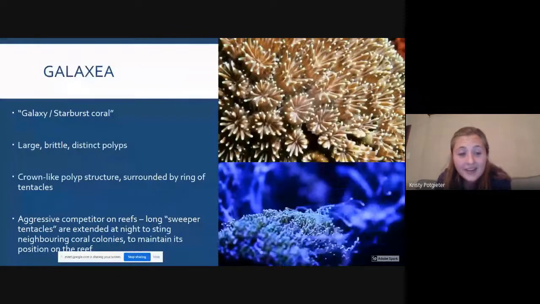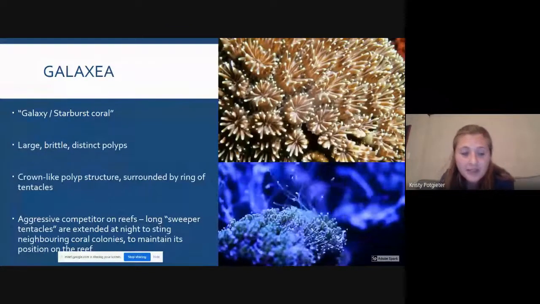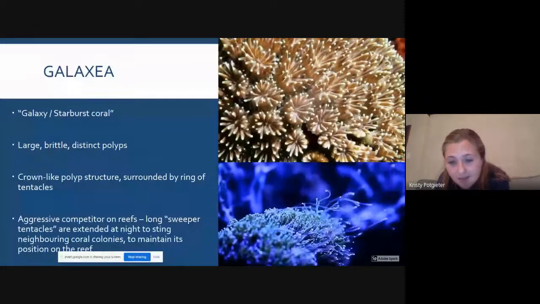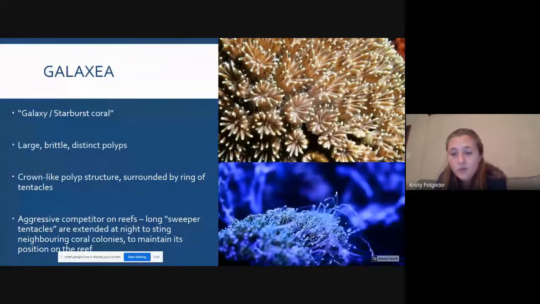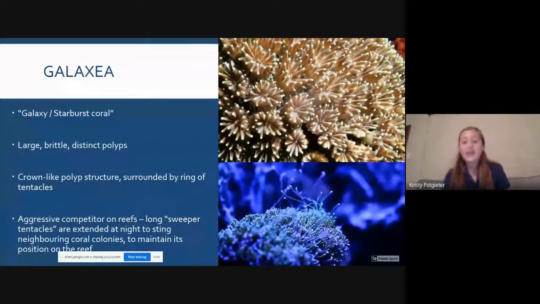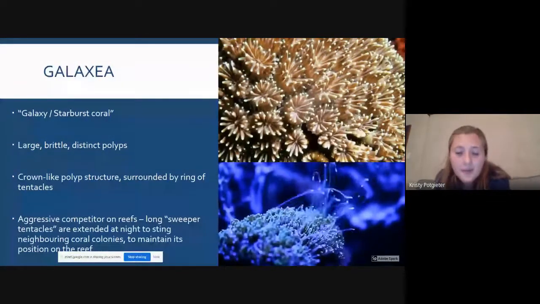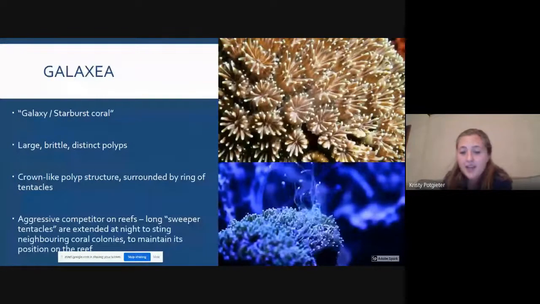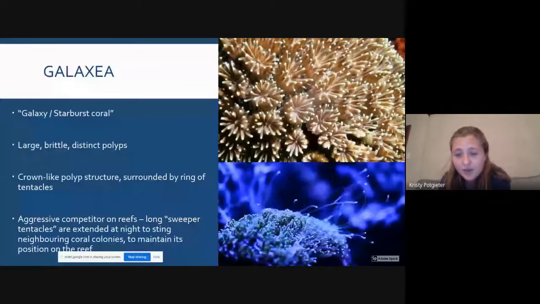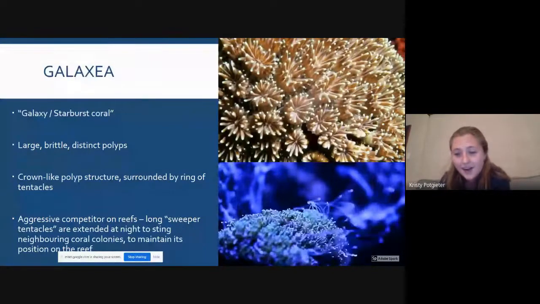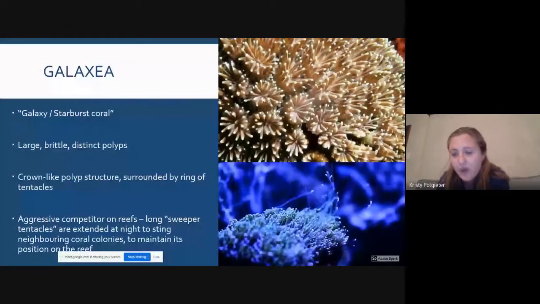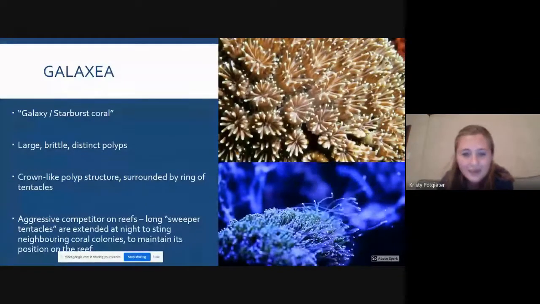The really cool thing about Galaxia is that they are quite an aggressive competitor on reefs. So this video is showing these really long sweeper tentacles that get extended at nighttime. What they do with those sweeper tentacles is they reach around them and sting any neighboring coral colonies that are getting too close to them. And that is actually how they maintain their position on the reef. So this is a natural thing. There's a lot of competition on reefs amongst coral and other sedentary organisms. So this is a very natural process, but it is really cool.